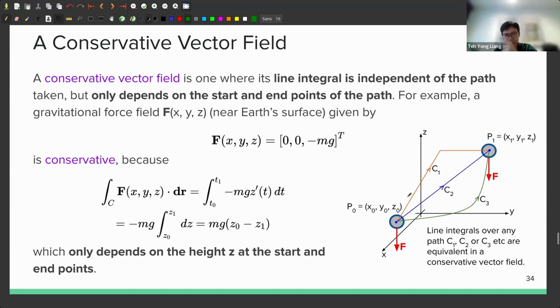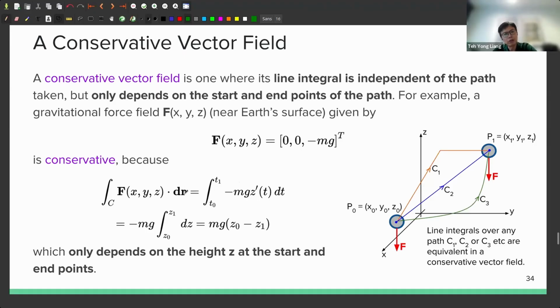Okay, so this example is trying to show you the gravitational force field. The gravitational force field has X and Y components zero because there is only the downward Z component, because gravity is always pointing down. Then the force field depends on your M. So if the particle or object has mass M, then obviously the force will be minus mg. So you can look at this line integral, which is giving you the work done.